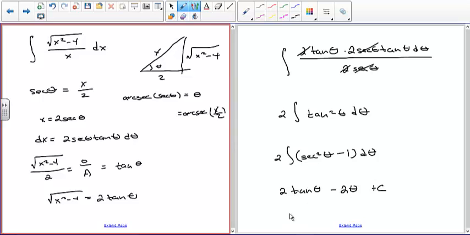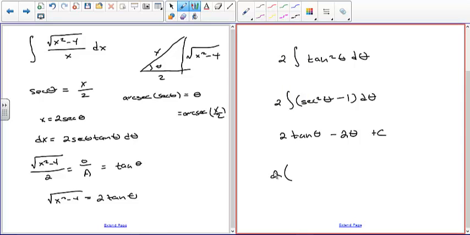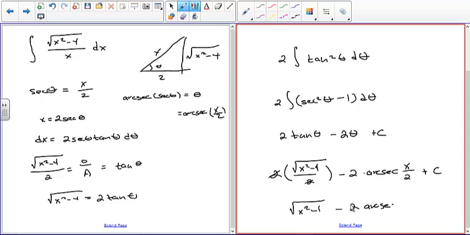So the two substitutions back in: we have the tangent of theta, which is the square root of x squared minus 4 divided by 2, and theta is equal to the arc secant of x divided by 2 plus c. And we could cancel those out. So we get the square root of x squared minus 1 minus 2 arc secant of x over 2 plus c. So that's the answer.